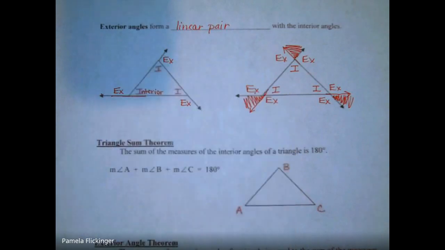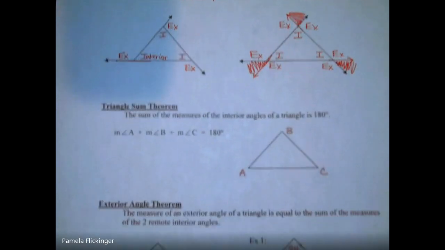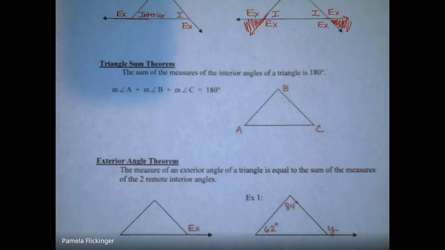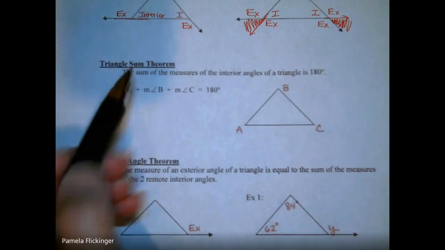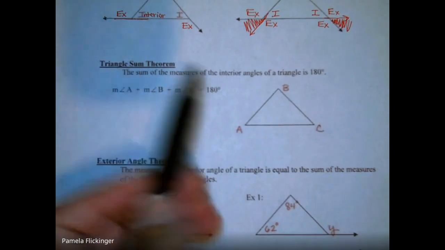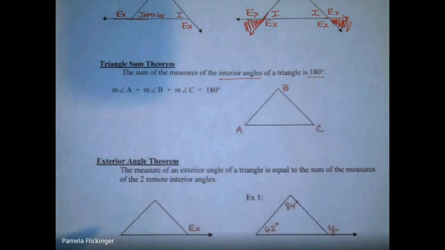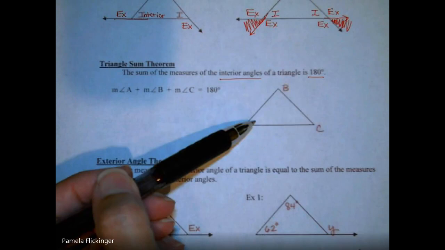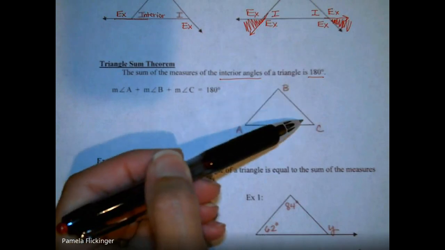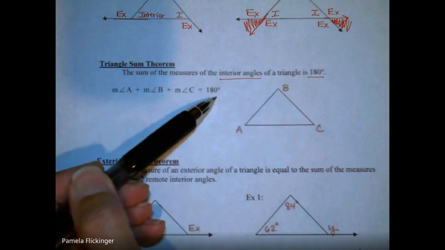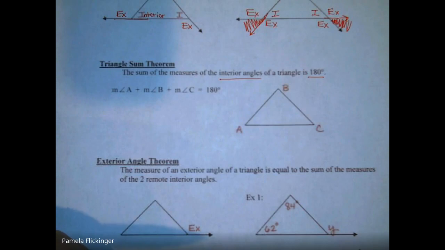Okay. So there are some rules that go with our interior and exterior angles. The first one has to do with our interior angles. It's called the triangle sum theorem. It reminds us that the sum of the measures of our interior angles is 180 degrees. So in any triangle, the measure of angle A, the measure of angle B, and the measure of angle C will add up to equal 180. You'll be solving lots of problems using that rule today.